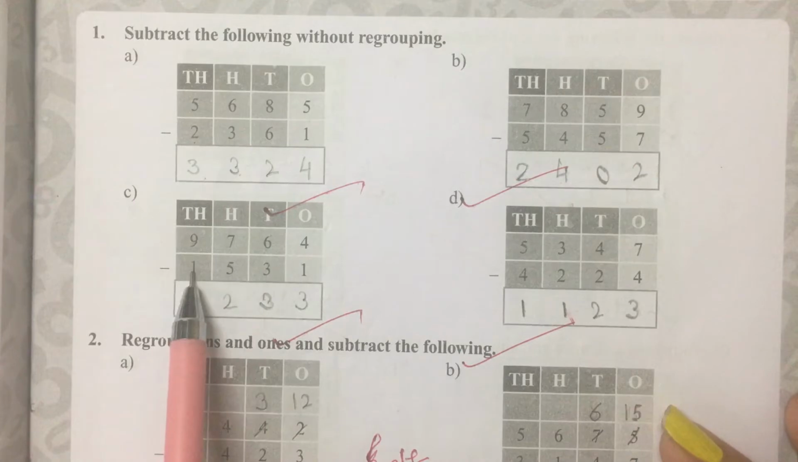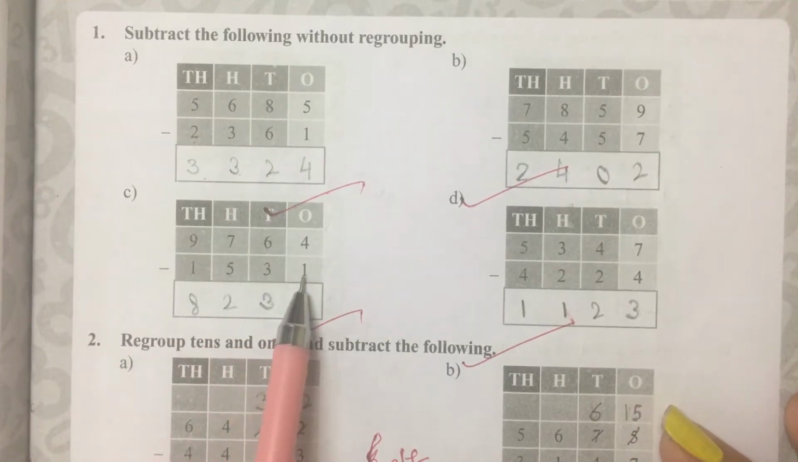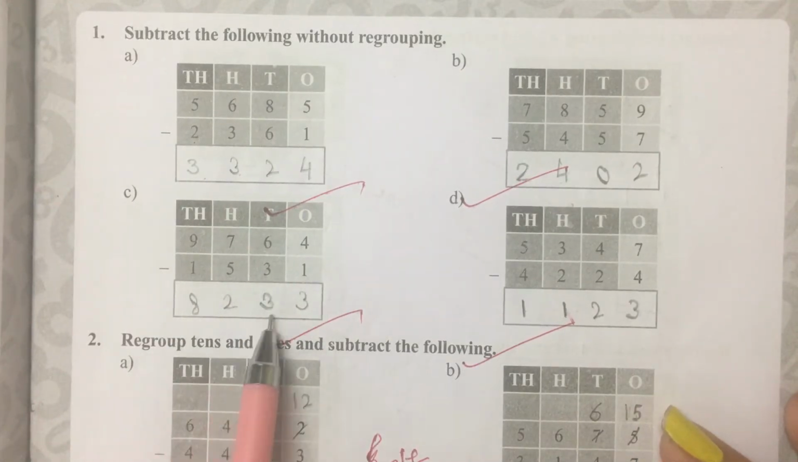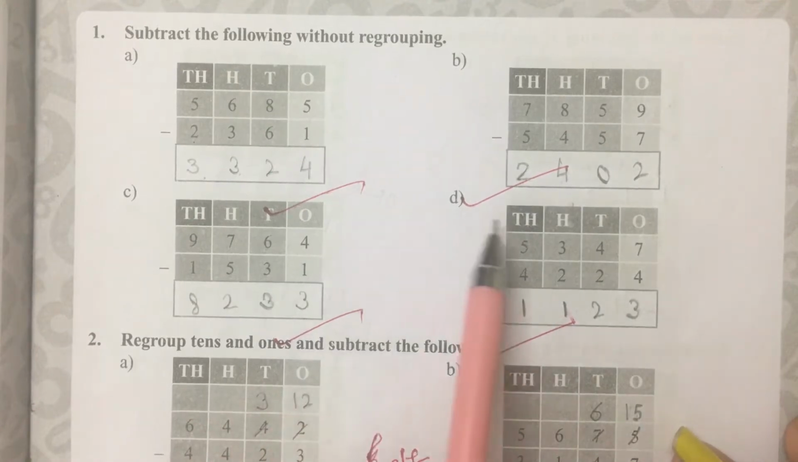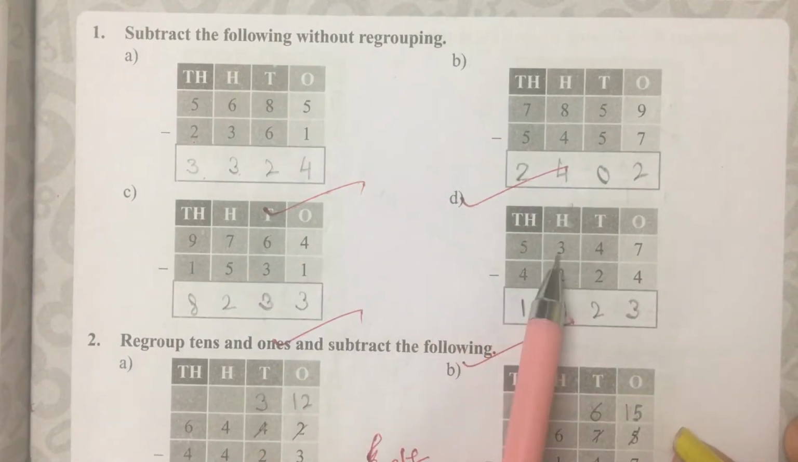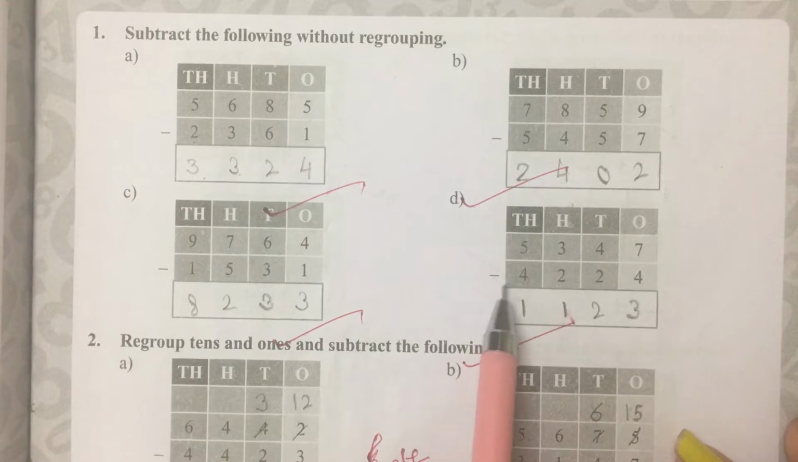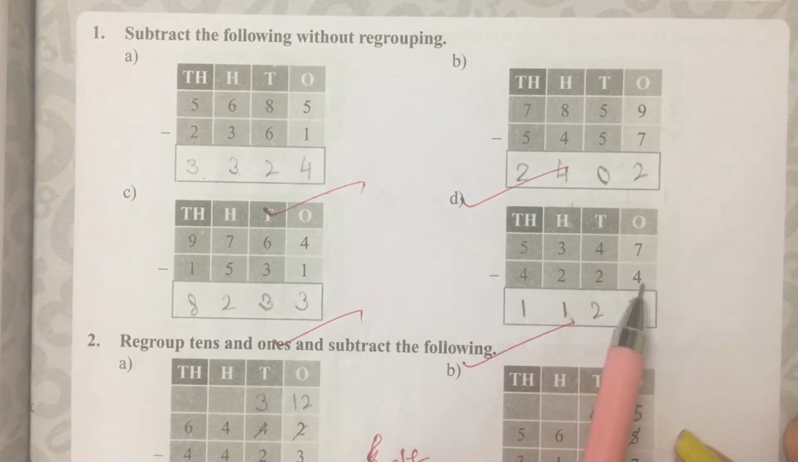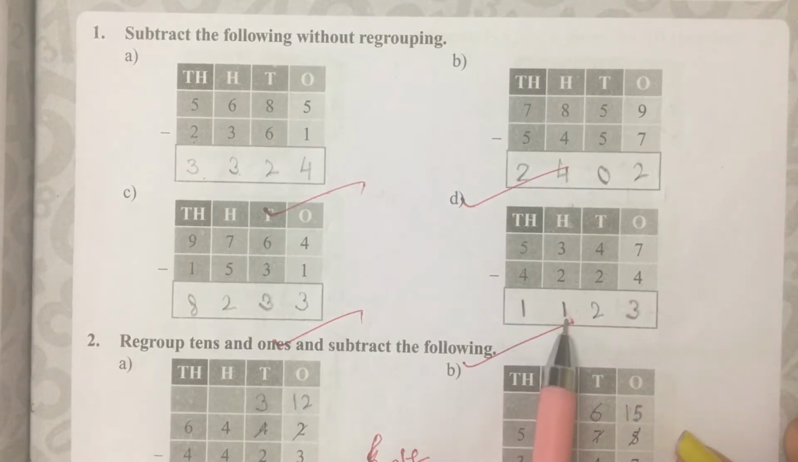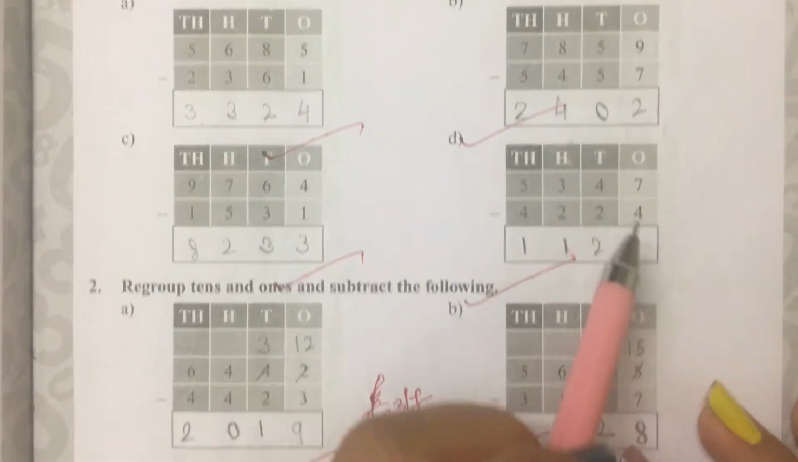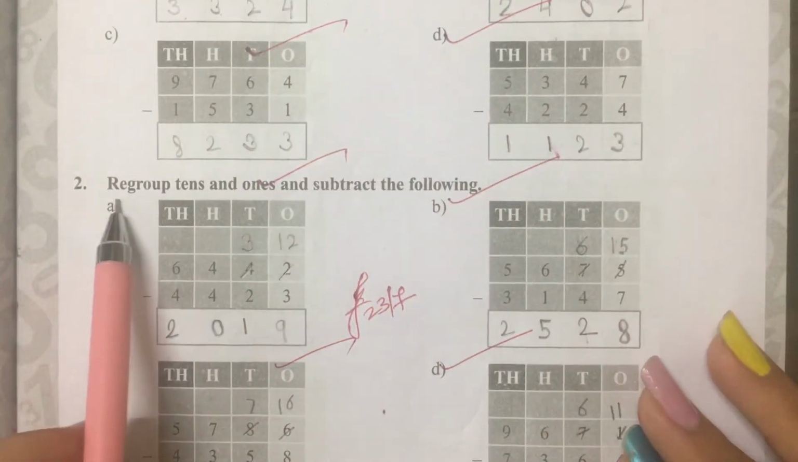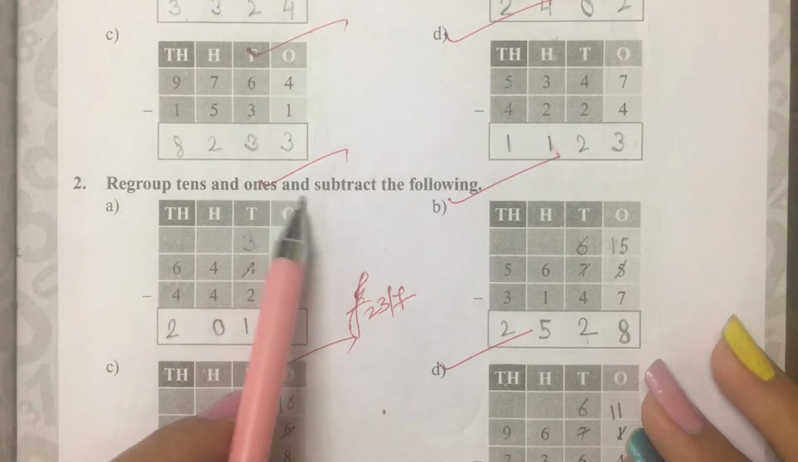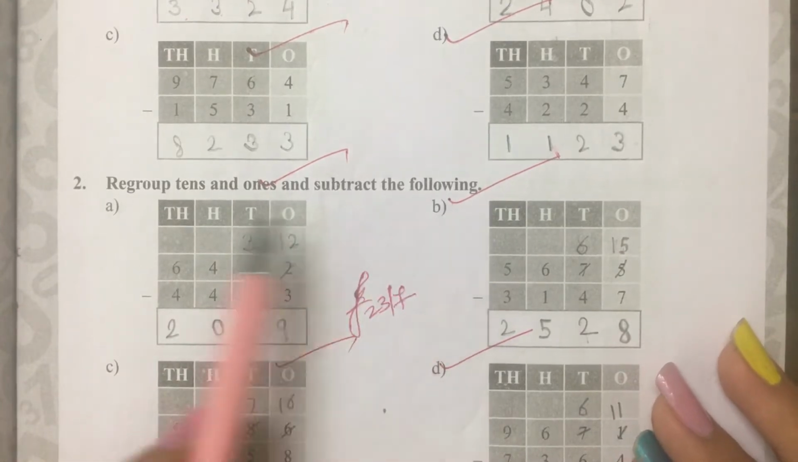C. 9,764 minus 1,531 equals 8,233. D. 5,347 minus 4,224 equals 1,123. Question number 2. Regroup tens and ones and subtract the following.